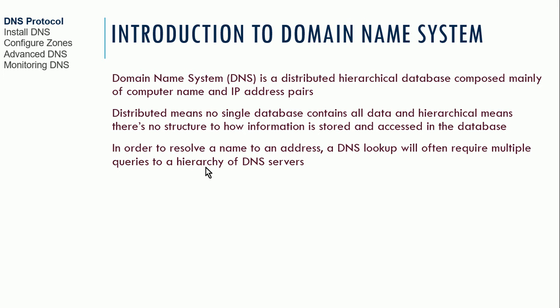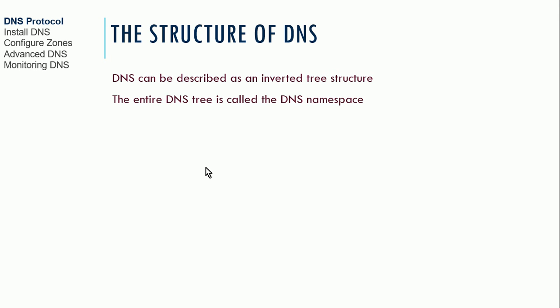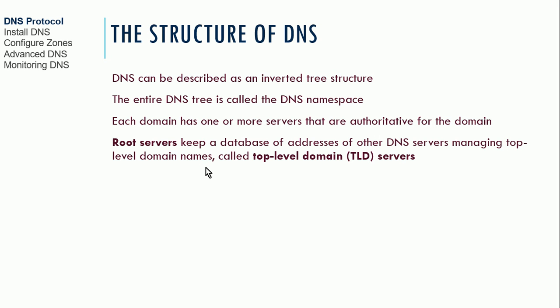So in order to resolve a name to an address, the DNS lookup will often require multiple queries to a hierarchy of DNS servers. In other words, you'll have to go through a tree of DNS servers, similar to the trees that we talk about for Active Directory. So DNS can be described as an inverted tree structure. Again, just like we talked about with Active Directory, the entire DNS tree is called the DNS namespace, and each domain has one or more servers that are authoritative for that domain.